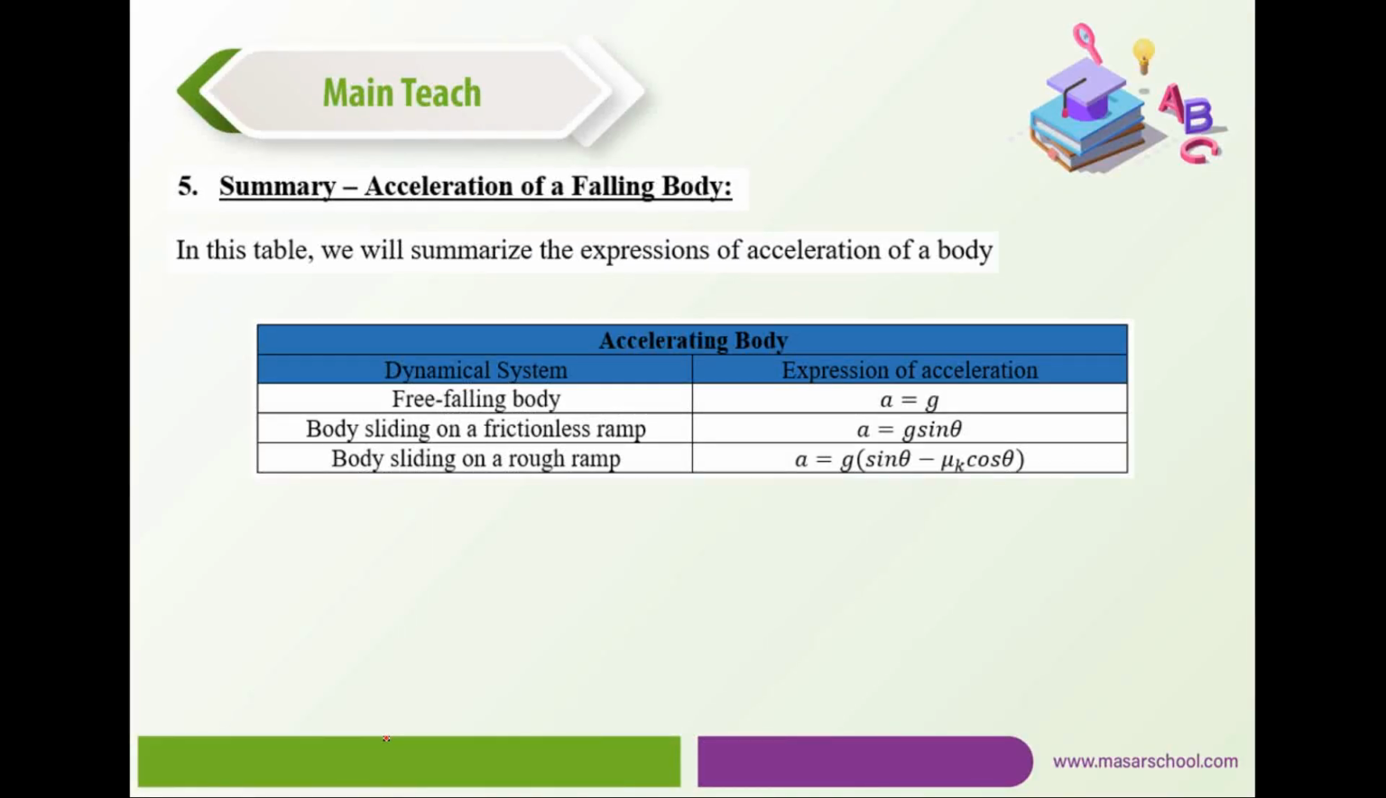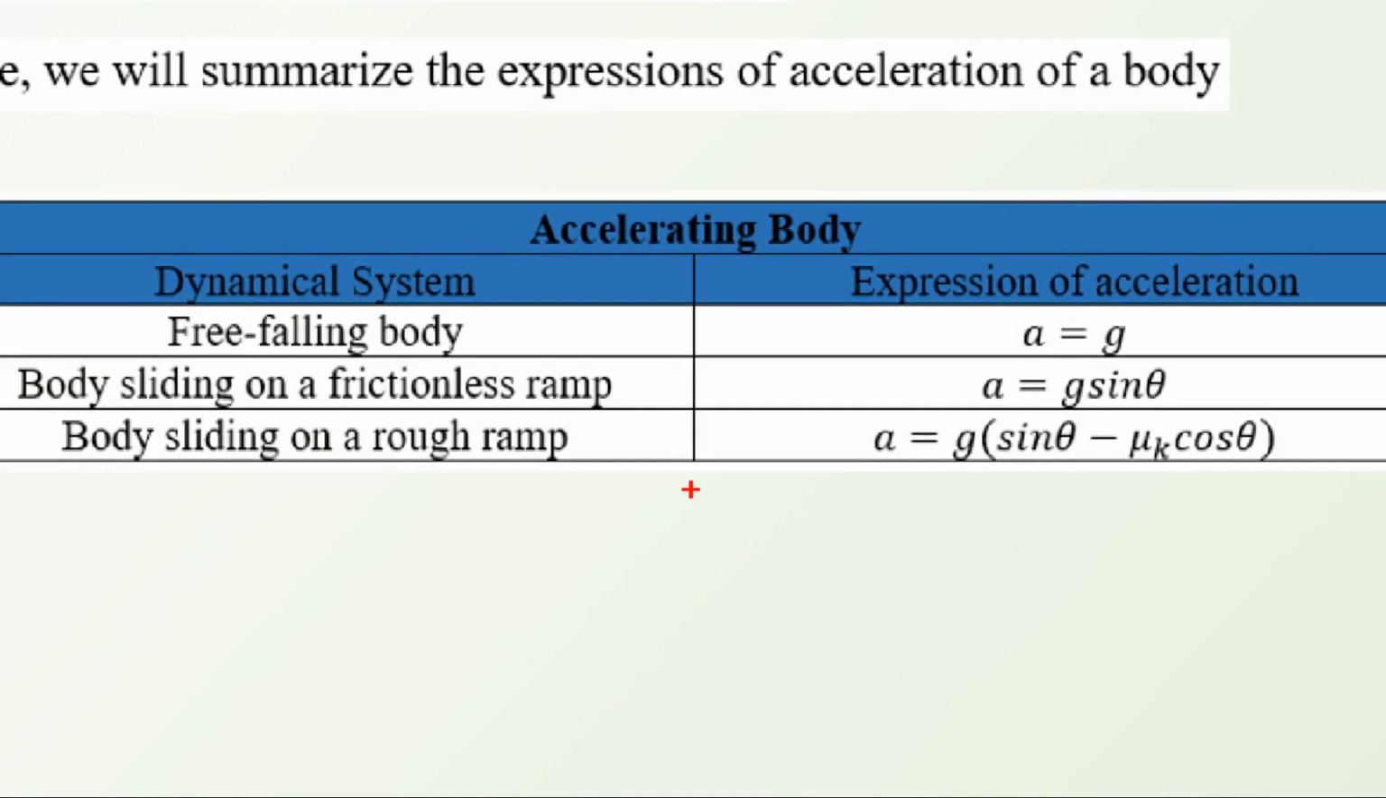And now we can do for section 5 the following summary, which is beautiful, and let me explain why. We're talking about specific dynamical systems given by a free falling body, a body sliding on a frictionless ramp, or a body sliding on a rough ramp. In the case of a free fall, it's given by g. If it is sliding without friction on a smooth ramp inclined by theta, then it would be modified into g sine theta. And if it's sliding on a rough ramp, sine theta will be modified by a term given by minus mu k cosine theta.